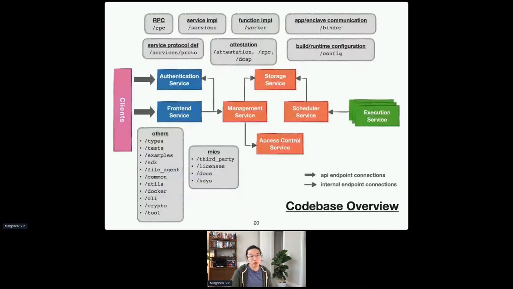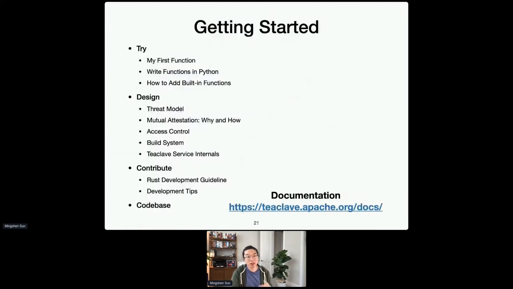If you are interested in the code base of Teaclave, here's an overview of what directories you are looking at, like attestation, RPC, runtime configuration, and so on and so forth. If you want to get started, we have a lot of documents hosted on our homepage. You can try it, see our design, and contribute to our project.